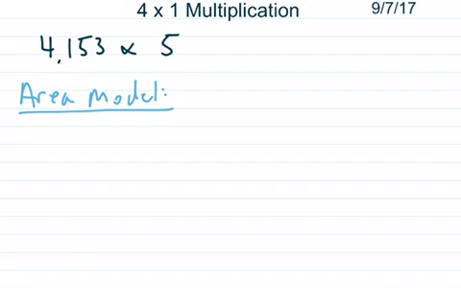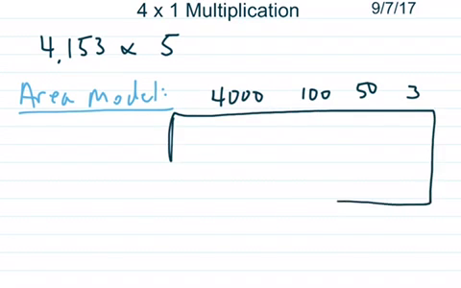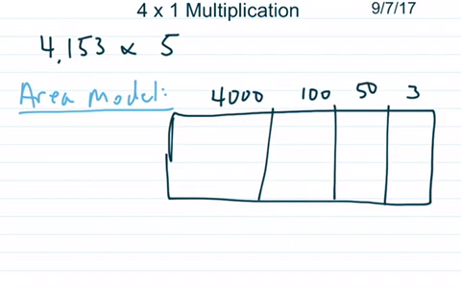So area model, we look at the place value. That 4 is a 4,000. I'll write it out. That 1 is a 100. That 5 is a 50. And that 3 is a 3. I'll create my rectangle. And that 5 is a 5, so we're going to multiply each of these pieces by 5.